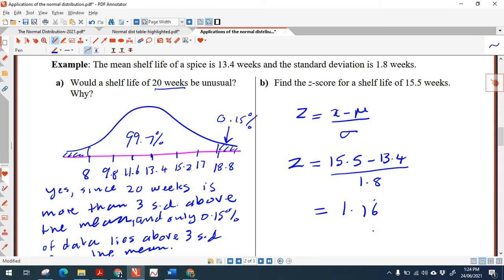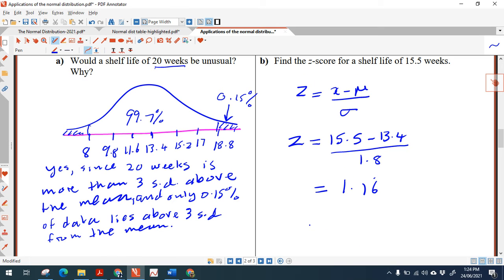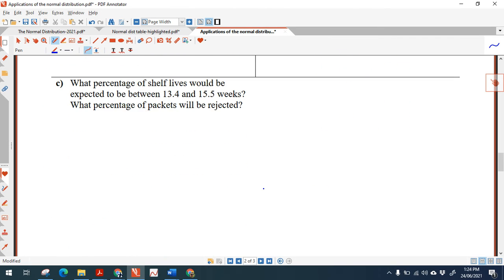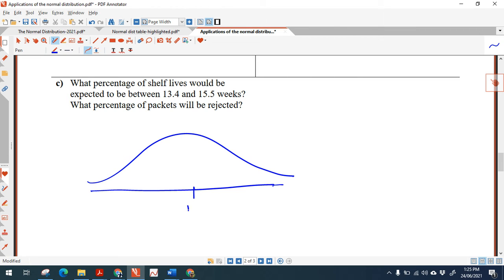Okay, that's easy. Now let's have a look at our next question. It says, what percentage of shelf lives would be expected to be between 13.4 and 15.5 weeks? Well, 13.4 is the mean, isn't it? So if we just draw a little diagram again, so we can see what's happening. There's your normal distribution. Now, in the middle, which is the mean, that's 13.4. And 15.5 will be somewhere over here.